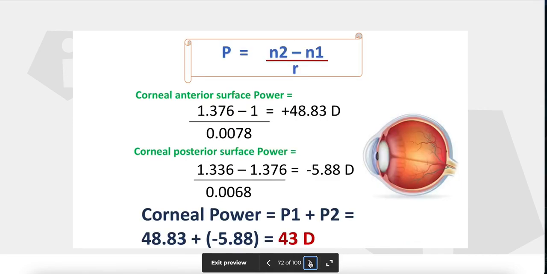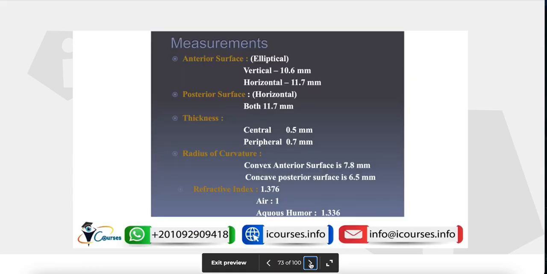And the power of the cornea, we said it is attributed to the difference between the refractive indices of the media in front and the media behind. So the more the difference between N2 and N1, the more power of the cornea. So the power will be equal to the refractive index of the second medium minus the refractive index of the first medium, divided by the radius of curvature. And according to the measurements of the cornea, we mentioned before that the radius of curvature of the posterior corneal surface is less than that of the anterior corneal surface.